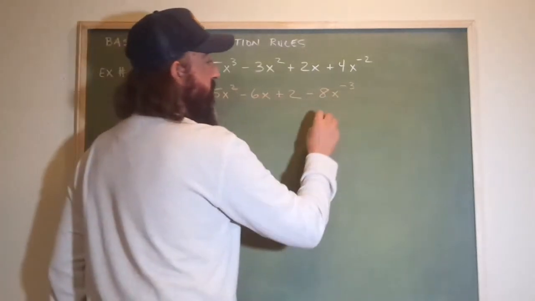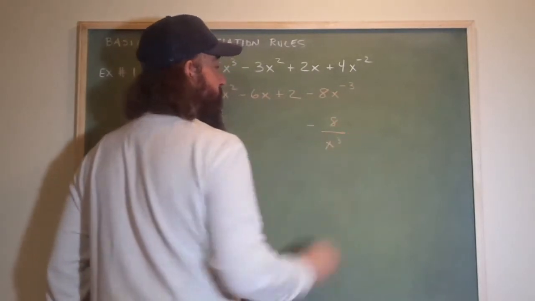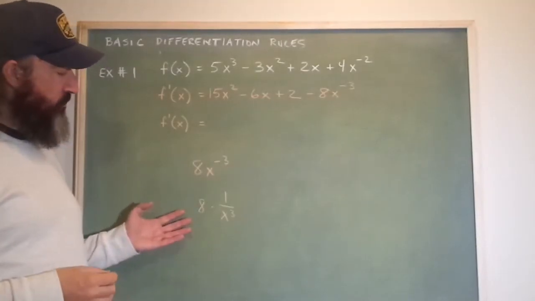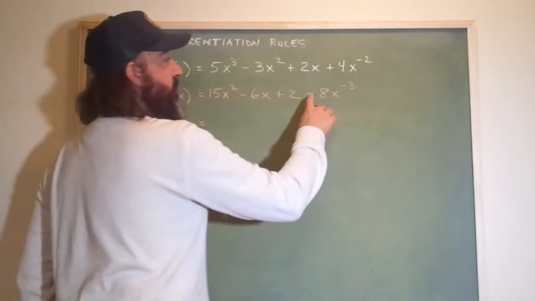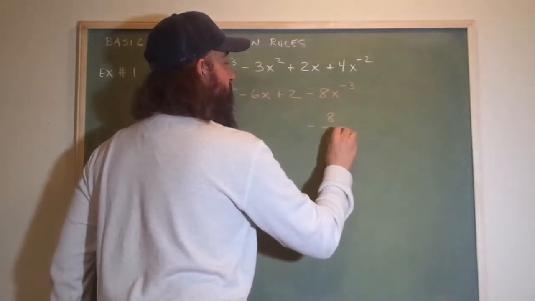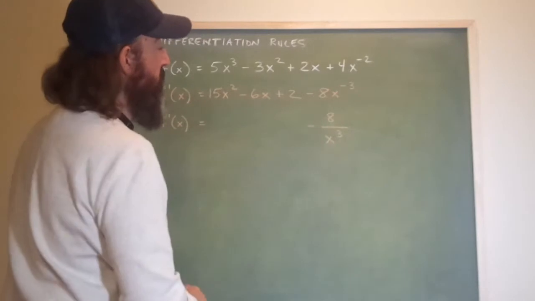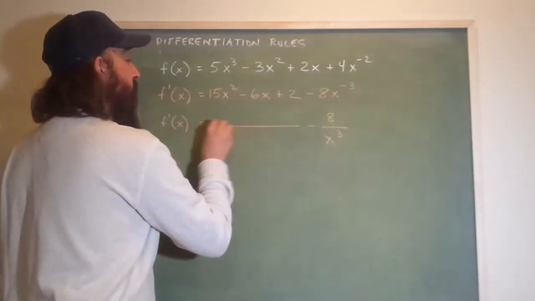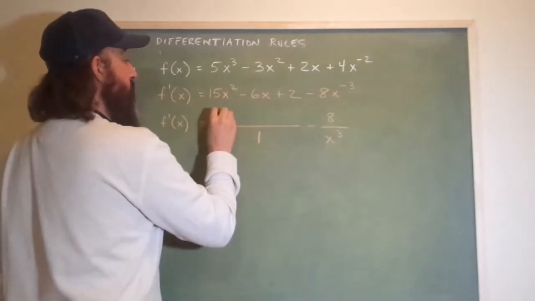I'm going to think of this piece as minus 8 over x to the 3. Now, since this one little part of my derivative is going to be a fraction, I might as well write the whole entire derivative as a fraction. Let me put all the rest of these terms over 1.